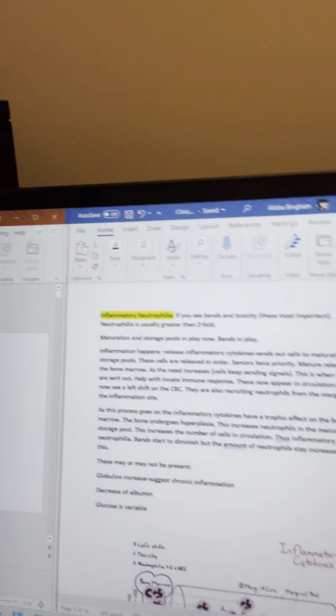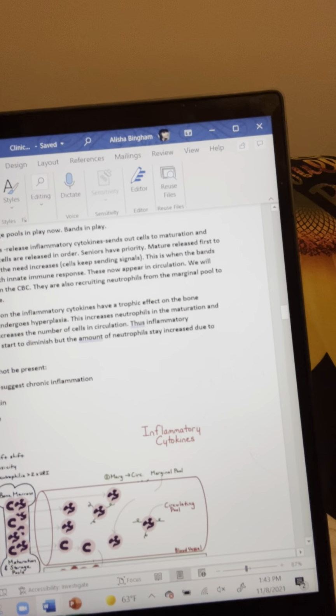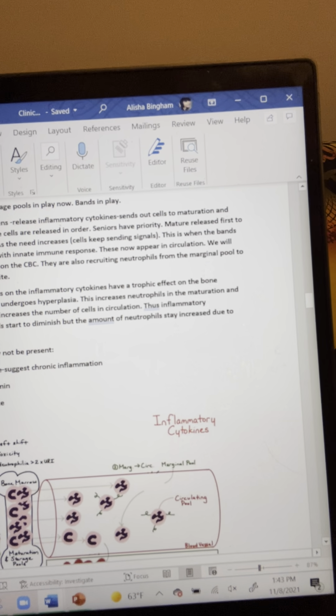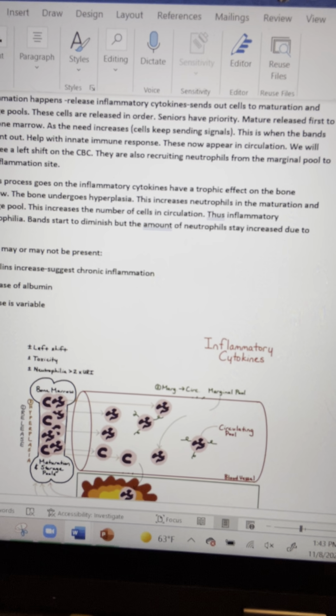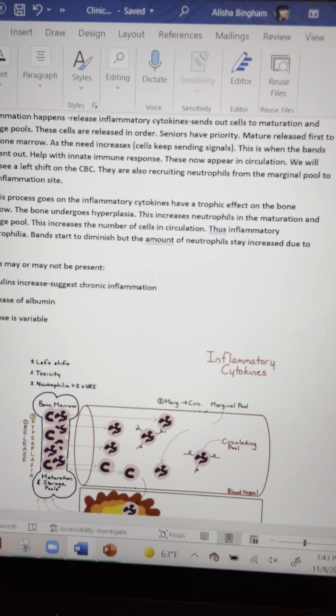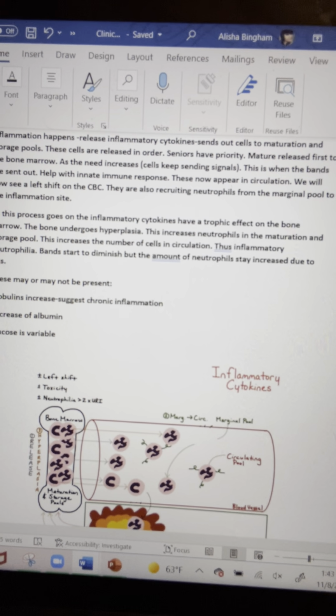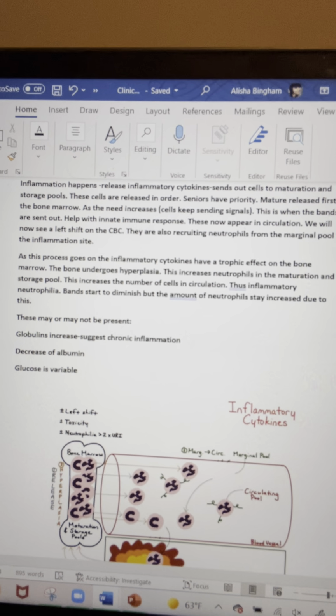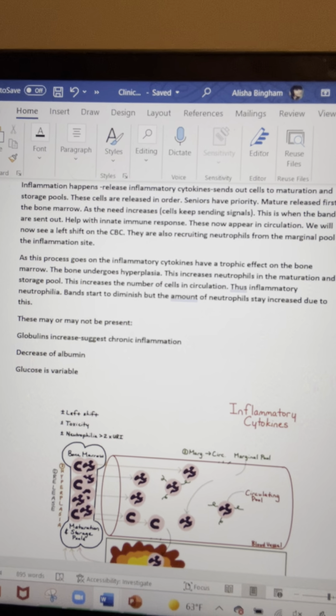But then we also have inflammatory neutrophilia. If you see bands and toxicity on a CBC, then it's probably an inflammatory neutrophilia. Neutrophilia is usually greater than twofold, like I said. Maturation and storage pools are now in place, so bands are in play now. So here's our picture. Inflammation happens, which releases inflammatory cytokines, which send out cells from maturation and storage pools. These cells are released in order, so seniors have priority.